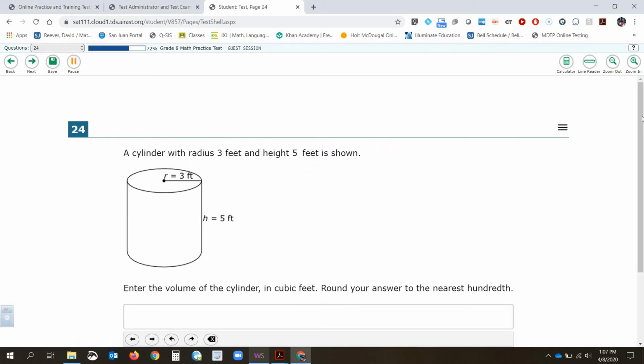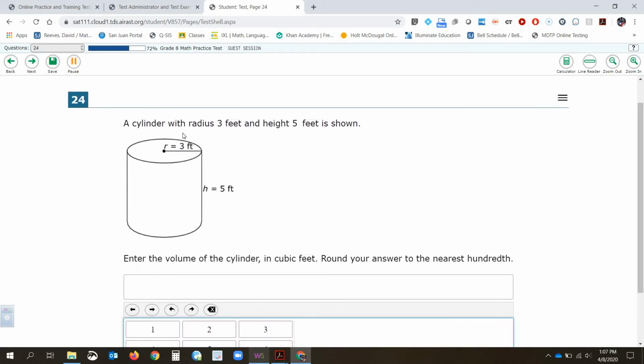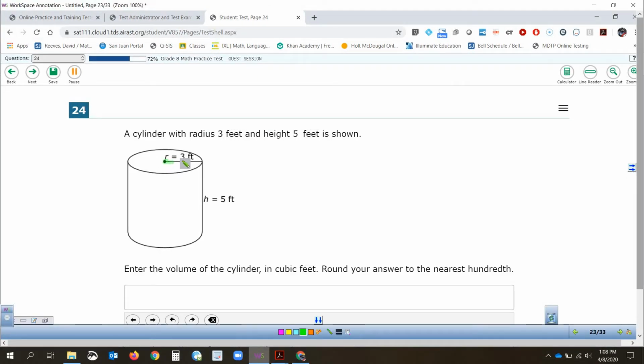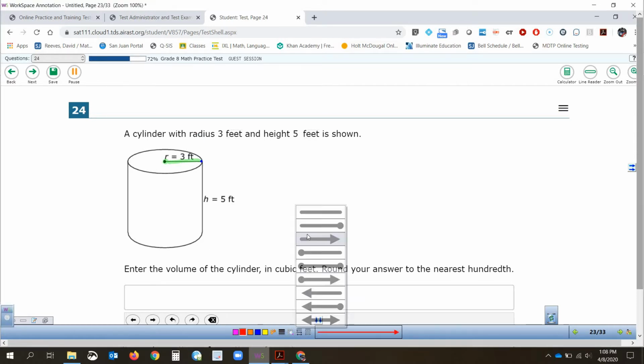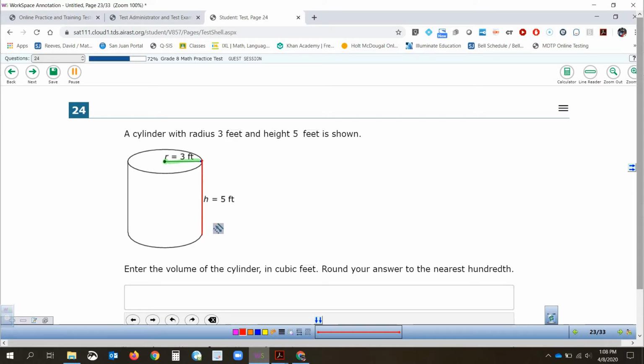Moving on to number 24. A cylinder with a radius of 3 feet and a height of 5 feet is shown. Enter the volume of the cylinder in cubic feet. Round your answer to the nearest hundredth. The distance from the center to any point on the circle is the radius, and they told us the radius is 3 feet. The height of a cylinder is the distance between the bases, so from the top base to the bottom base, the height is 5 feet.